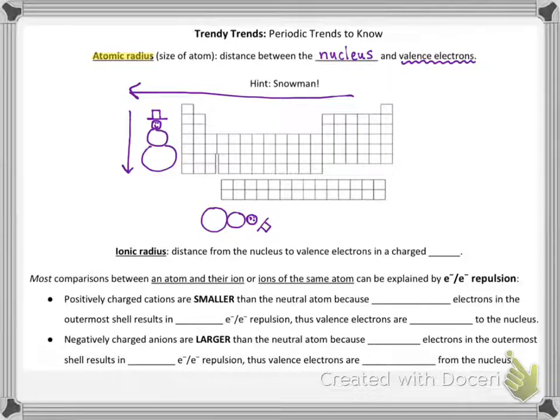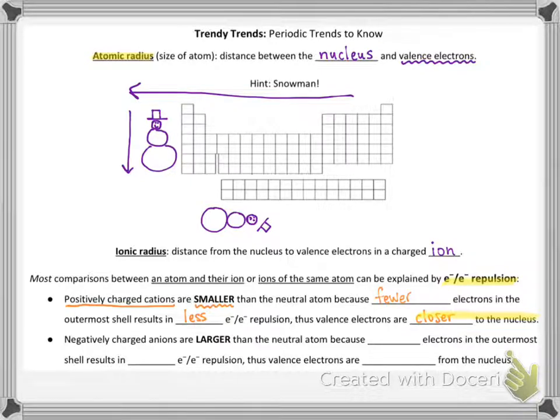What's interesting is you can also look at ionic radius. This is the distance from the nucleus to valence electrons in a charged ion. Ions, of course, happen when you gain or lose electrons. So if you're trying to compare a neutral atom and its ion, or multiple ions of the same atom, honestly, electron-electron repulsion is usually the go-to explanation.